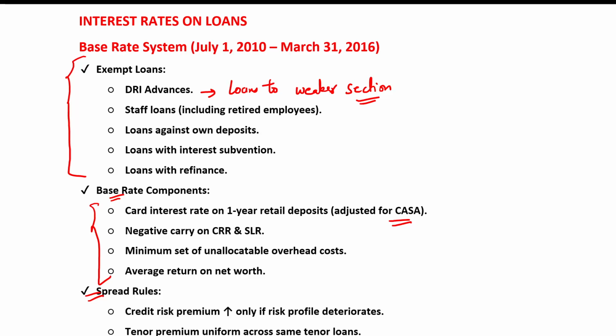Now, tenure premium changes had to be uniform for all loans with the same remaining time to maturity, and it should not be specific to one borrower or one loan type. So, no discrimination or no differentiation should be there.